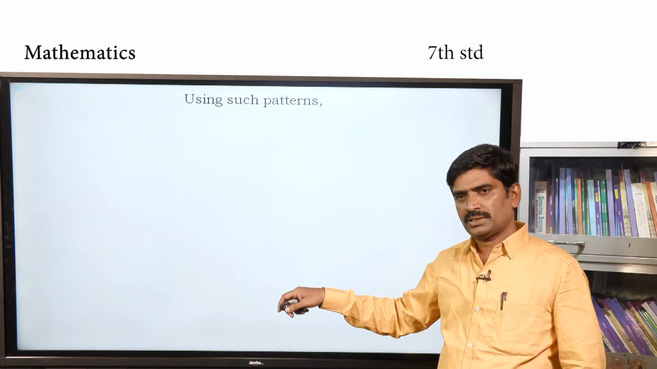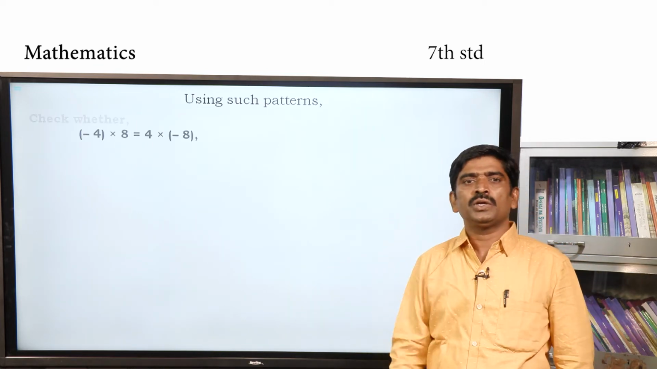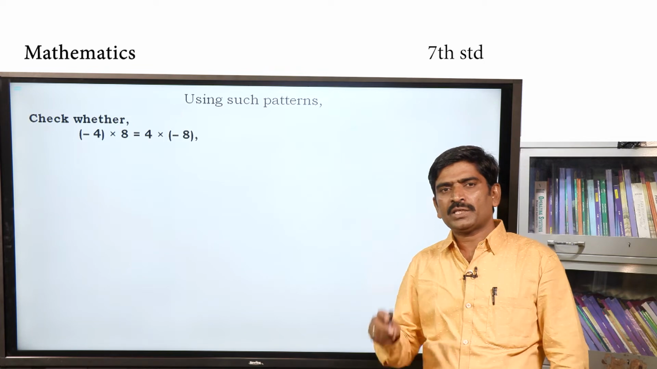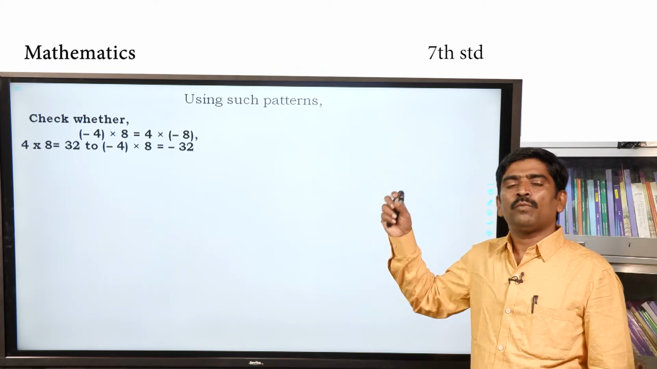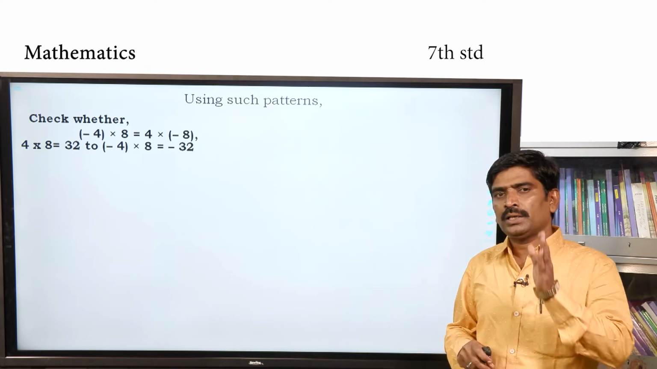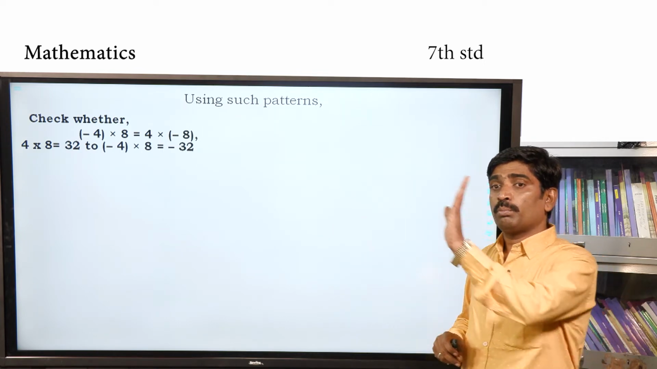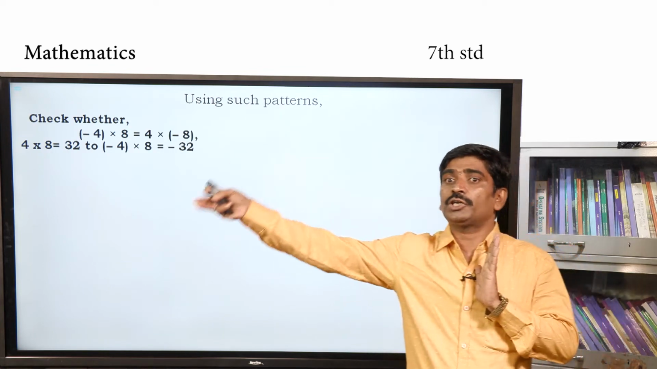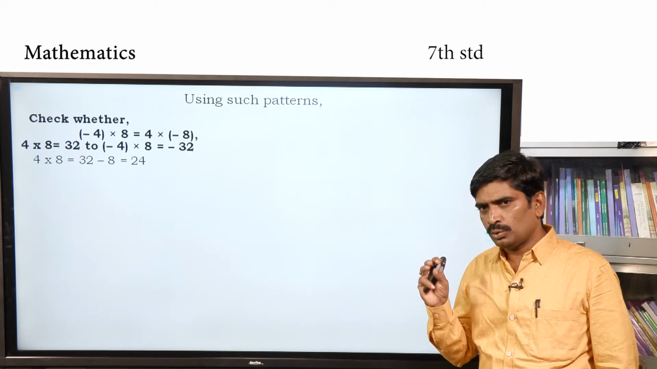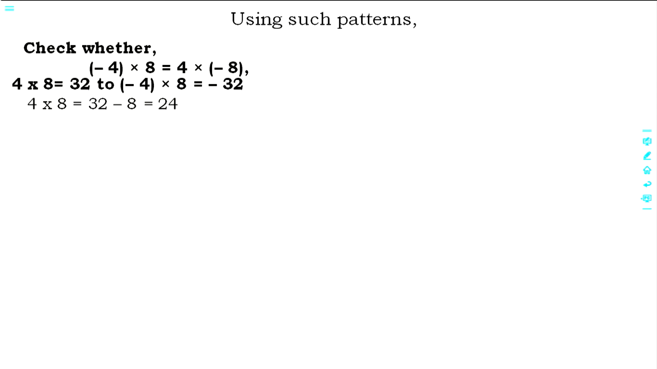Next, using such patterns, check whether minus 4 into 8 is equal to 4 into minus 8. 4 into 8 means 32. We go from 32 to minus 32. What is the pattern? 4 into 8 is equal to 32, 4 into 7 is 24, each time 8 less.